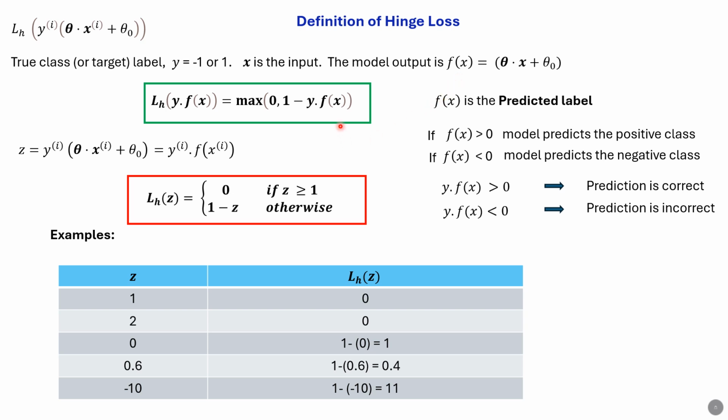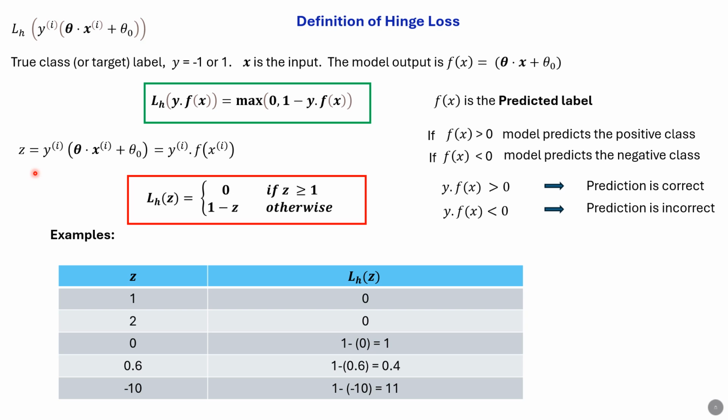Now we can rewrite our hinge loss as max of 0 or 1 minus y times f of x. Here f of x is the predicted label. If f is greater than 0, the model predicts the positive class. Otherwise, it predicts the negative class. Y times f of x greater than 0 means the prediction is correct. If it is less than 0, the prediction is incorrect.